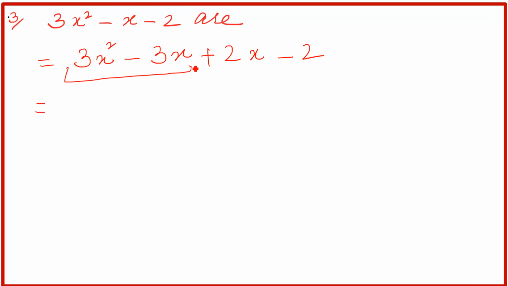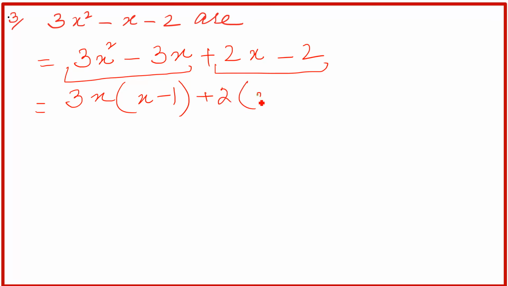Now what is this step? We will take 3x as a common. In parenthesis we have x minus 1. I told you, right? The next parenthesis should be exactly the same, x minus 1. So 2 as a common, remaining is x minus 1. So x minus 1 we can take as a common. What is remaining? 3x plus 2.